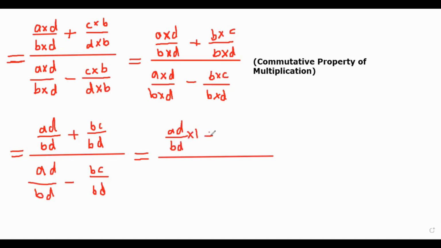and on a similar basis, BC divided by BD can also be multiplied by 1, because we are using the concept of the multiplicative identity. On a similar basis, for the whole denominator, we are using the same property: AD divided by BD multiplied by 1 minus BC divided by BD multiplied by 1. So which property have you used here? You have used the multiplicative identity.